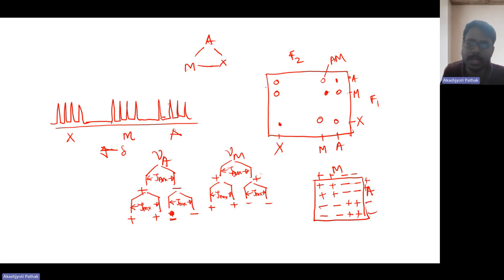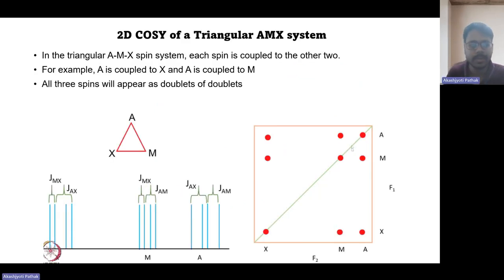Similarly, you can consider any other cross peak, and you can calculate the fine structures, what will be their line shape, what will be the sign, using this method. On one axis you put the sign and then you simply multiply it. That will give you the answer. So that is what I was showing here.